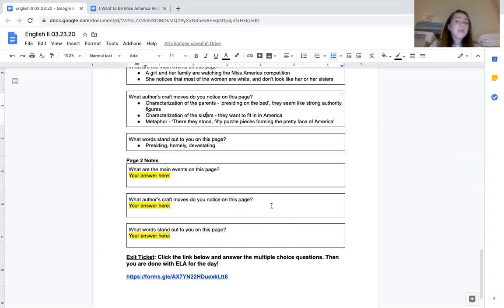But if you're having any issues with this assignment, again, feel free to call me, give me a text. I'm more than happy to walk you through it. Once you finish your page 2 notes, you can go ahead and click on the link for your exit ticket and you will be done for the day.